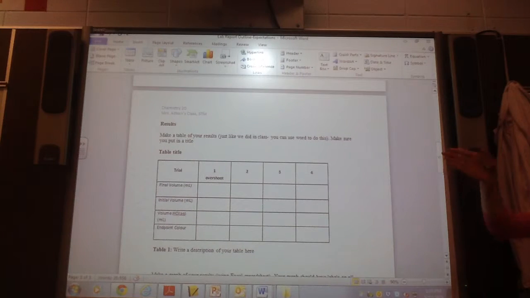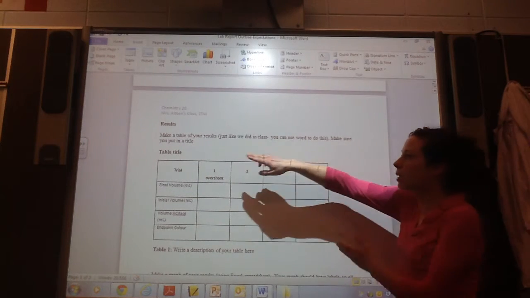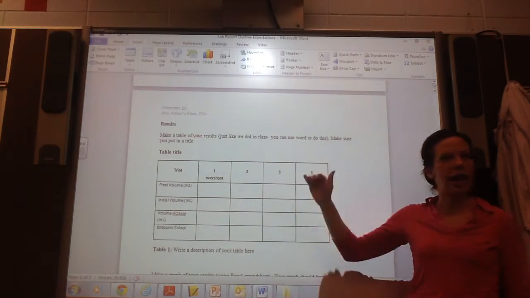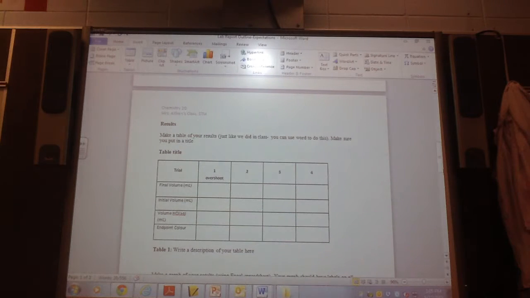I tried to make it really straightforward, so you can see exactly, okay, this is where I put the title, this is where, and I need you to follow it exactly, like the table title, the table, and then table 1, writing the description. It has to be exact. And you know what? In university, if you don't format it properly, you get marks taken off. Seriously, it's crazy.